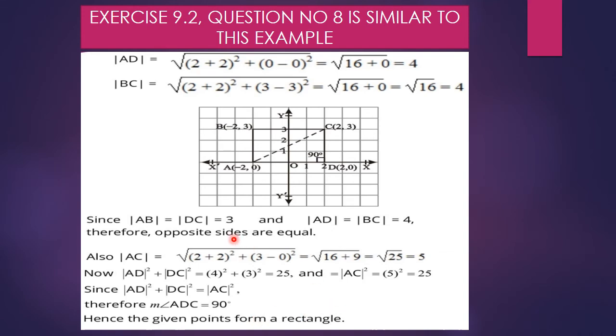Now, in your exercise number 9.2, question number 8 is similar to this example. You are given 4 non-collinear points and you have to check whether they will form a rectangle or not. So, by using this example, you can easily solve your question number 8 of your exercise 9.2.